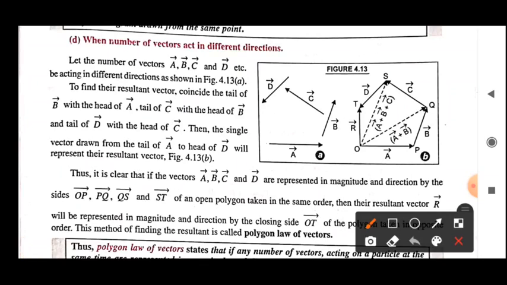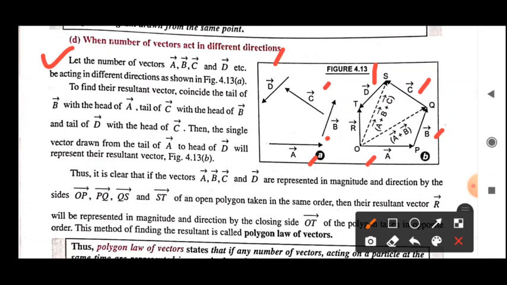Now let's see the next one, that is when a number of vectors act in different directions. Suppose we have four vectors A, B, C, D acting in different directions, then what do we have to do? Again we do the same procedure. First put A, then put the tail of B to the head of A, then the tail of C to the head of B, then the tail of D to the head of C. In this way, with the help of their directions, we find it out.